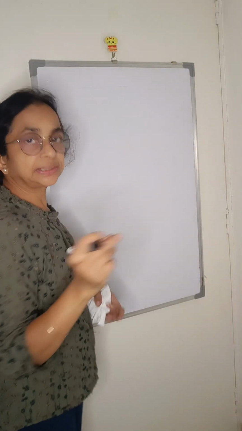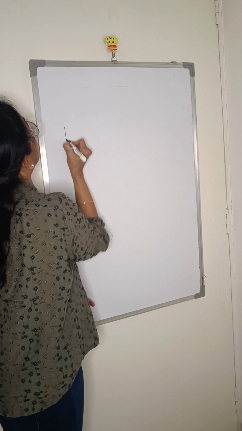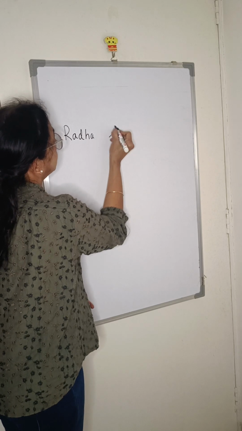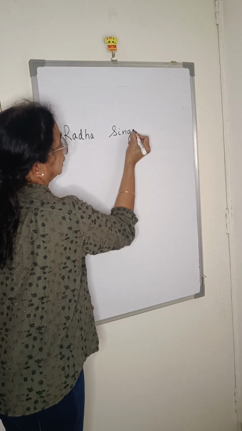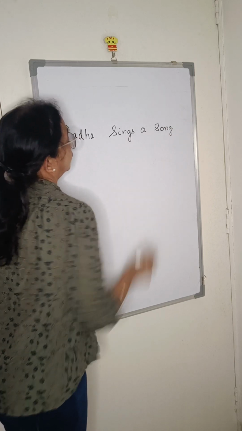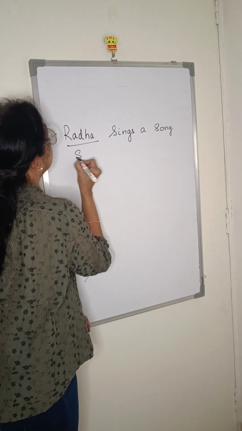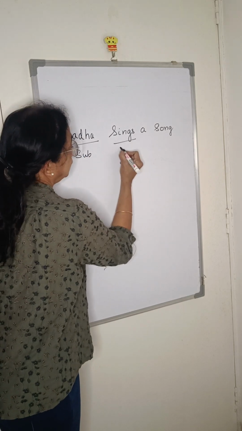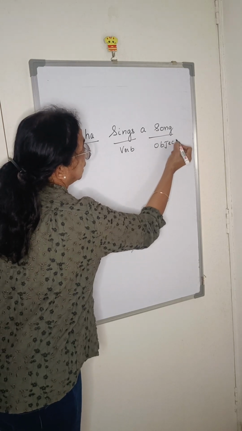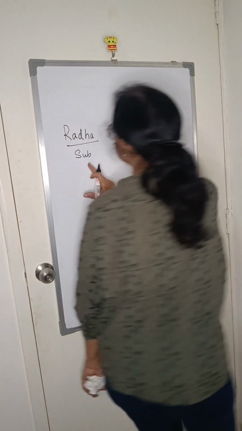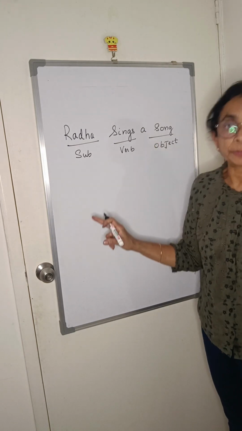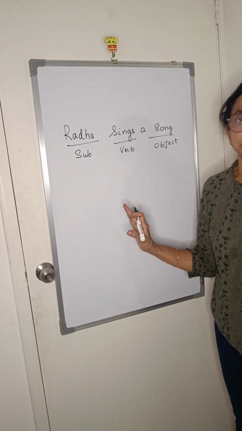See, we'll take an example. Radha sings a song. Radha is the subject here and sings is the verb. A song is the object. When the subject is active, it is known as active voice. When the subject is passive, it is known as passive voice.